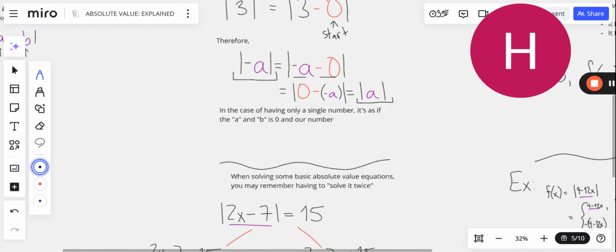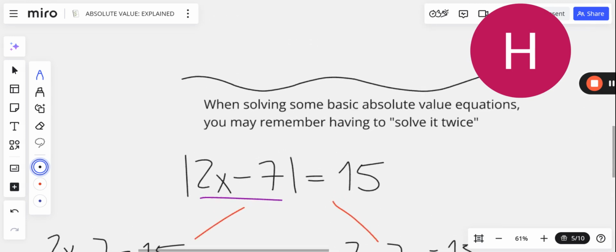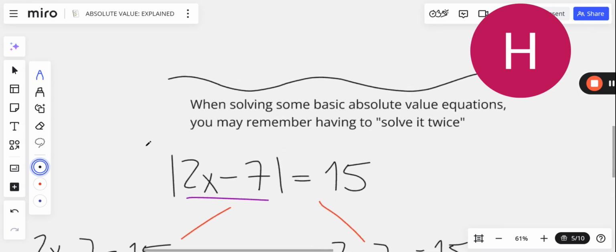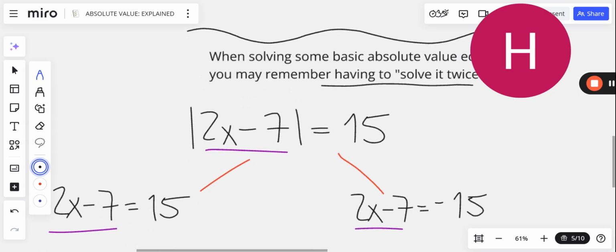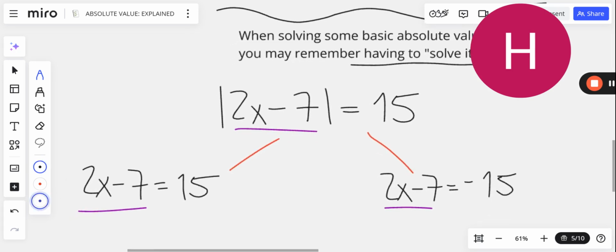Okay, now you might have seen a situation where we're solving absolute value equations. And you might remember, if you don't, this is a reminder, that you have to solve these twice. What do I mean by that? Well, here's what I mean. If we have this equation which says the absolute value of 2x minus 7 is equal to 15, there's two possibilities here. It's possible that the stuff inside is just literally equal to 15.